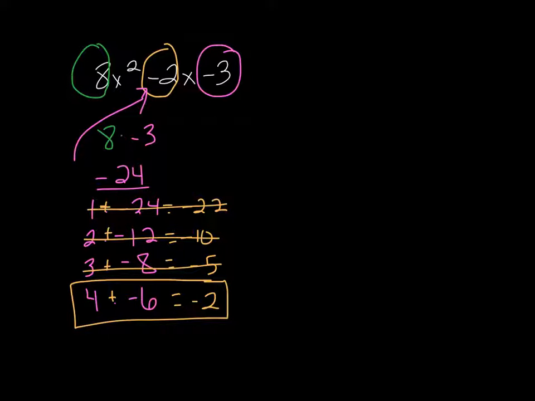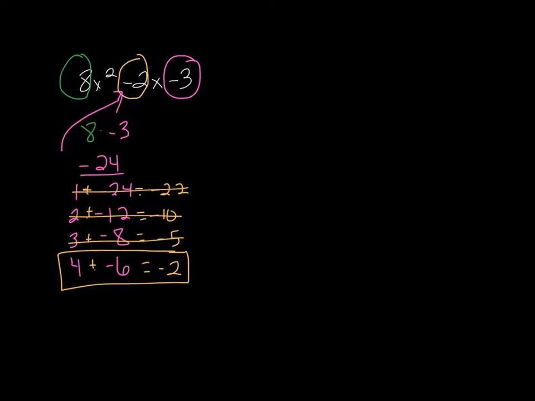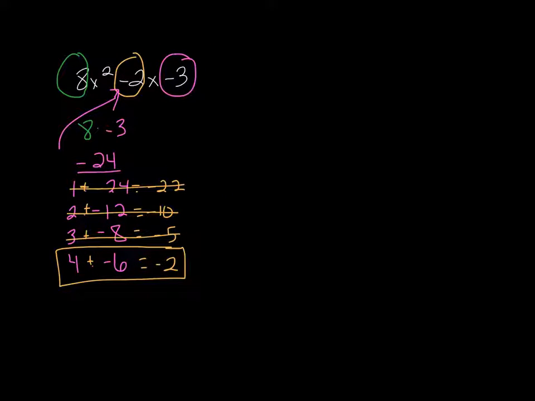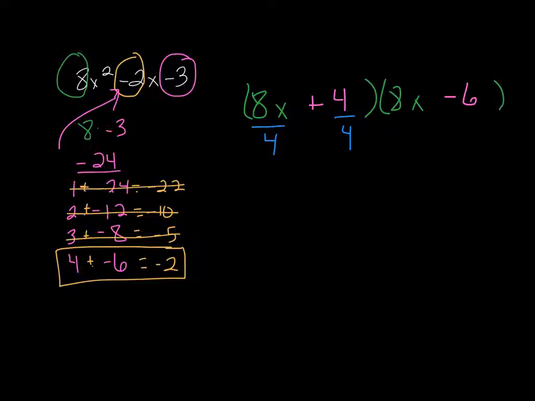So we write our two binomials. Remember again that the first terms are going to be 8x and 8x. And we're going to have to throw out that extra 8x somewhere. And then our last terms are plus 4 and minus 6. Now let's see where we can throw out the extras. 8x and 4 can both be divided by 4. 8x and 6 can both be divided by 2.